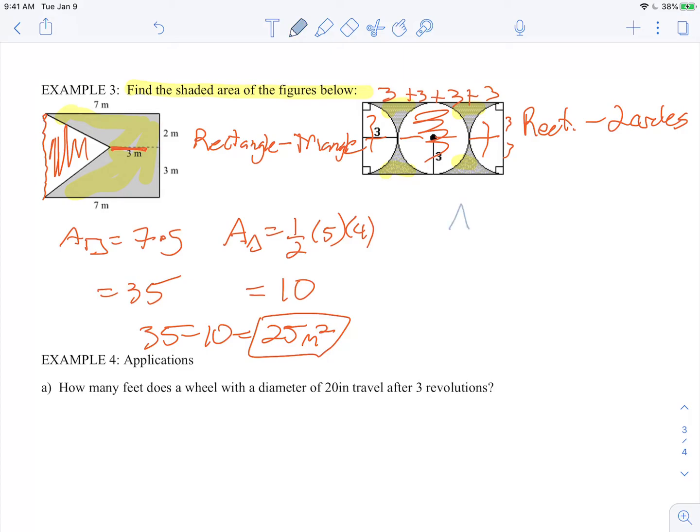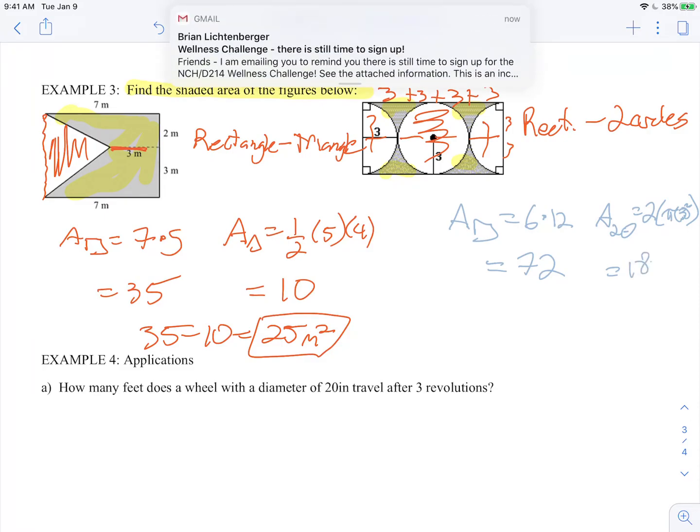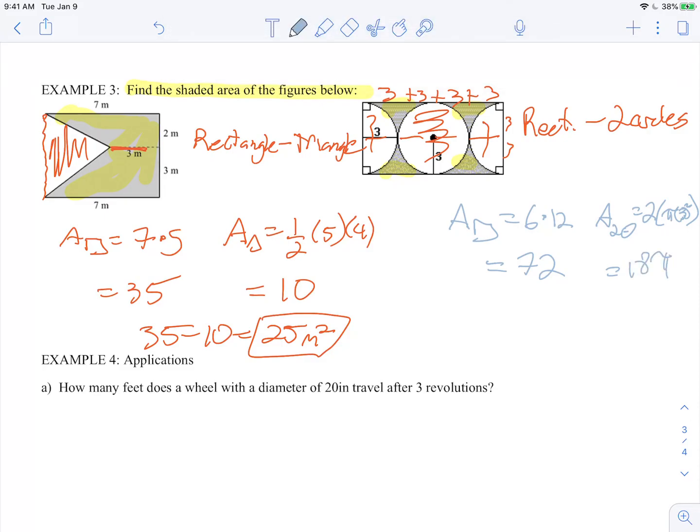So the area of the rectangle is 6 times 12, which is 72, and the area of the two circles, okay, that's 2 times pi r squared. So pi 3 squared, which is 9 pi, 18 pi. So now, the exact answer, if we're going to do exact, is actually 72 minus 18 pi. Right? That's the exact answer.